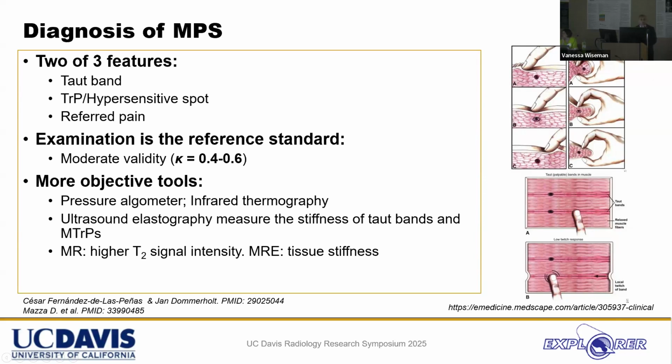The diagnosis is largely clinical, dependent on palpation of the taut band and on reproduction of pain. However, it's largely subjective with moderate validity. More objective tools are being explored. However, they mostly lack the molecular specificity, an area where PET can fill the gap.